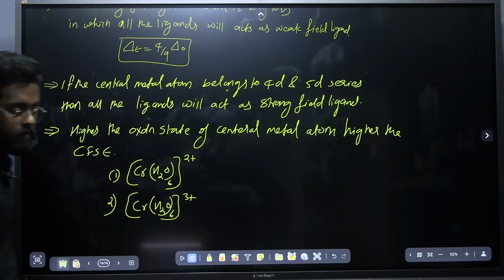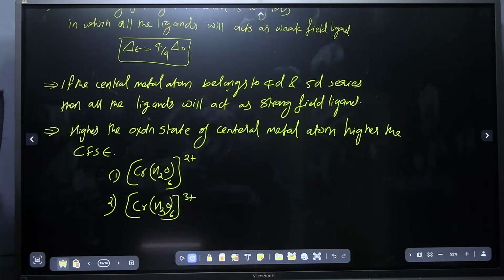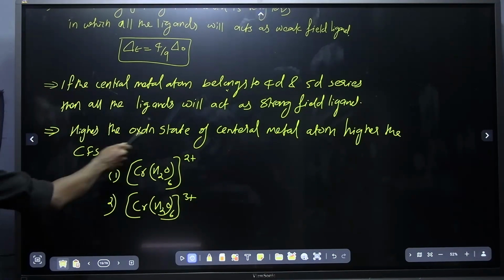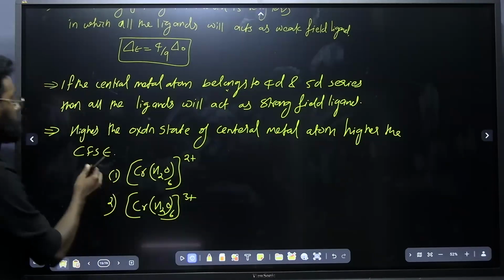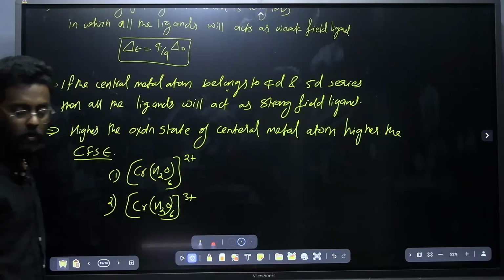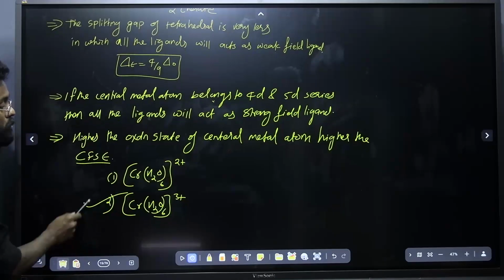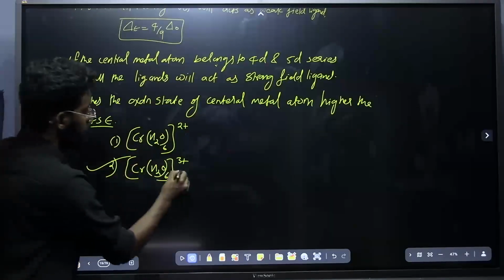Give me the answer. What I mentioned, higher the oxidation state of central metal atom, higher the CFSE or higher the stability. Which one? Guys, are you there or are you sleeping? Yes, very good. Cr3+ is more stable. Higher the oxidation state, higher will be the stability. So remember, note down Cr3+.